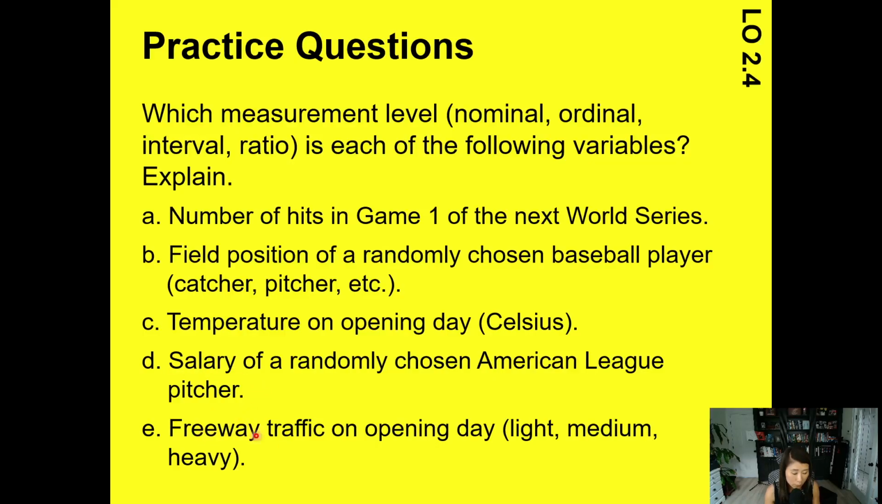Okay, the last one: freeway traffic on opening day, with the options light, medium, and heavy. There are 3 options for you to choose from. First of all, they are names of attributes, the categories. Second, as we can see, from light to heavy, the traffic gets busier, right? So we do have a rank from light to medium to heavy. Therefore, it is the ordinal scale of measurement. So freeway traffic on opening day is the ordinal scale of measurement.